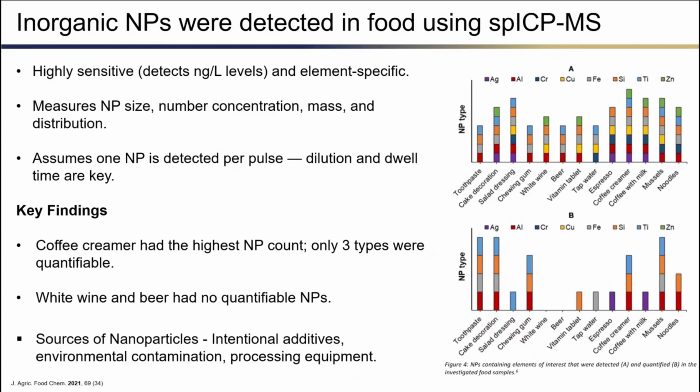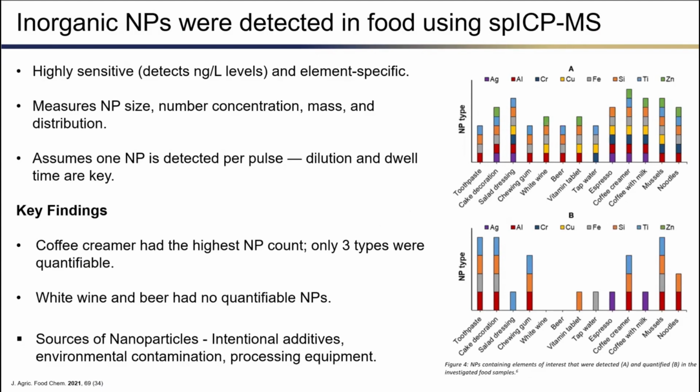So single particle ICP-MS was used because it's highly sensitive. It detects at nanograms per liter levels and it's element specific. It measures nanoparticle size, number concentration, mass, and the distribution as well. And also in single particle ICP-MS, it assumes that one nanoparticle is detected per pulse.